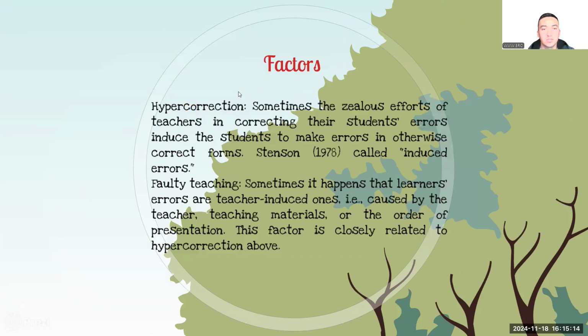Another factor: hypercorrection. Sometimes the zealous efforts of teachers in correcting their students' errors induce the students to make errors in otherwise correct forms. Faulty teaching: sometimes learners' errors are teacher-induced ones, caused by the teacher, teaching materials, or the order of presentation. This factor is closely related to hypercorrection above.